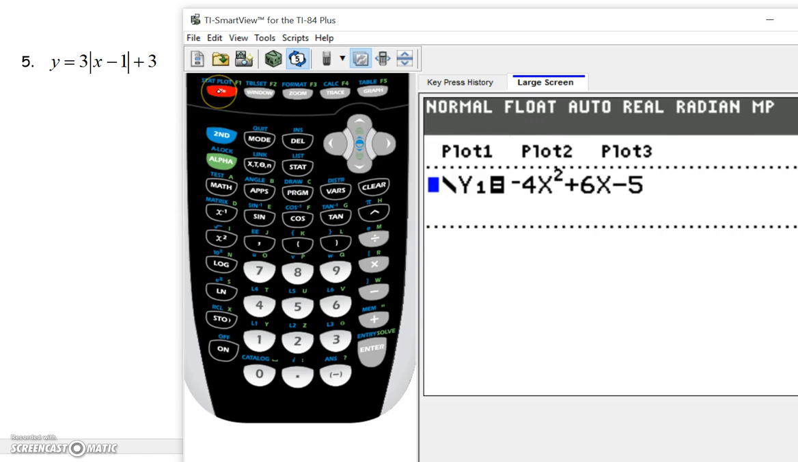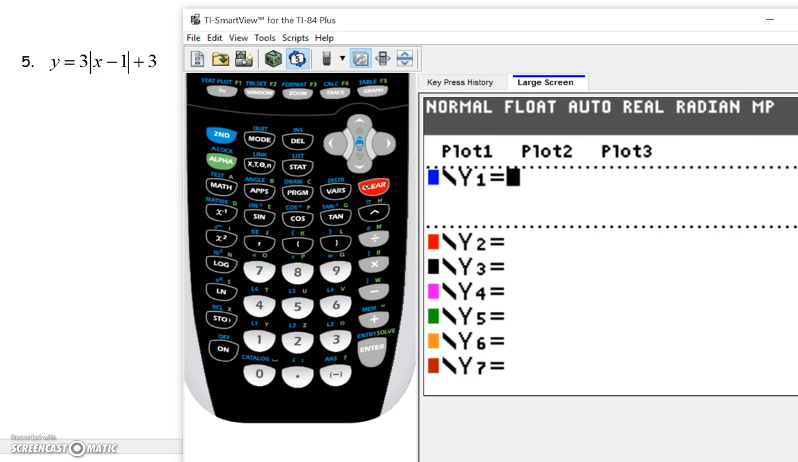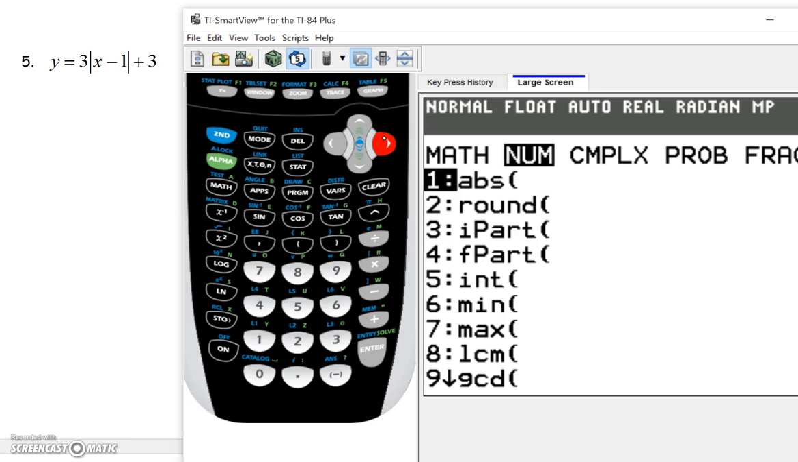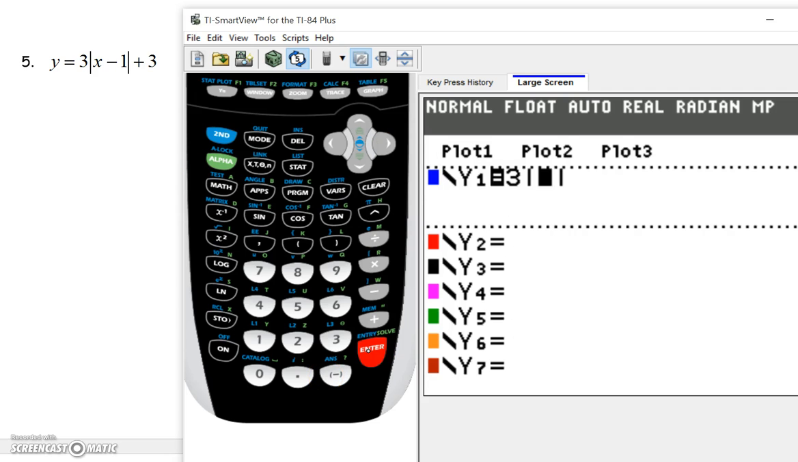So I'll go back to the y equals. I'll clear out the function we used in example number 4. And then for example number 5, we have 3 times the absolute value. Okay, so the absolute value is under math. And if we scroll over to num, the first option is ABS, which stands for absolute value. So we'll select that as an option, and notice we get those nice absolute value bars. We want the absolute value of x minus 1 in this problem. And then outside the absolute value, we're adding 3.